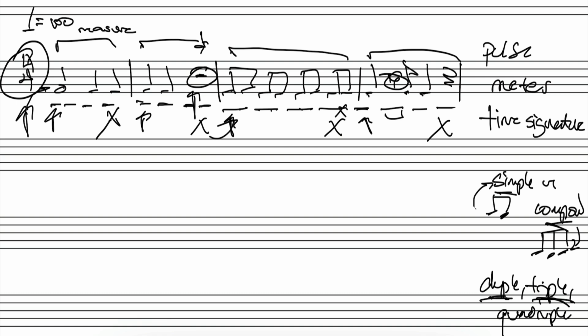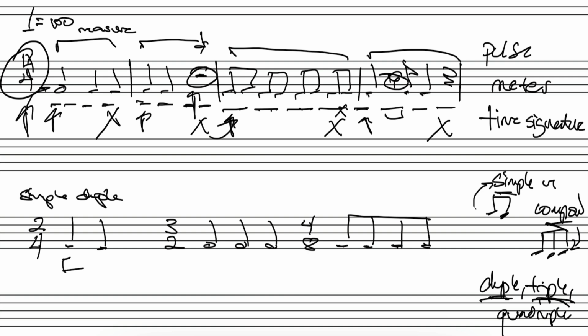The top number is going to indicate whether the meter is duple, triple, or quadruple, and the bottom number will tell us whether the music is written where the pulse is a quarter note, if 4 is the bottom number, a half note, where 2 is the bottom number, or an eighth note, when 8 is the bottom number, and so on. 2/4 is a simple duple meter where each beat subdivides into eighth notes.